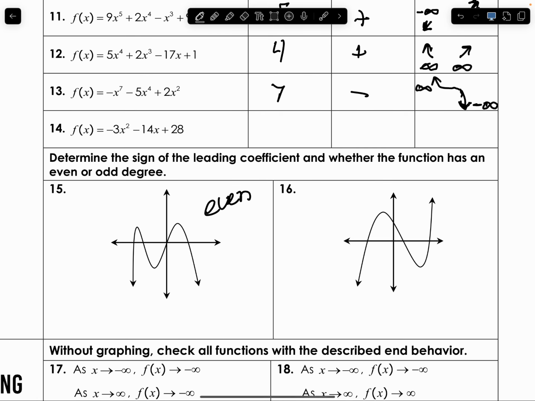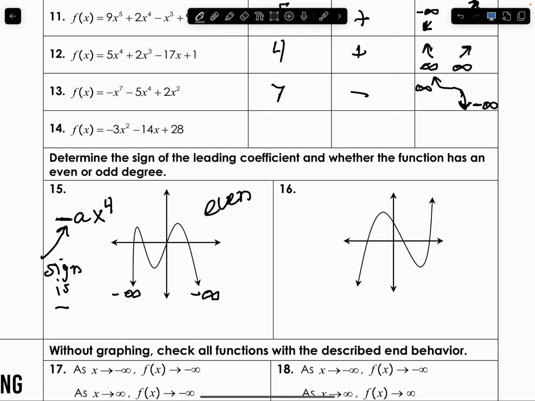Since they're both going down, negative infinity, we kind of know that the sign of the leading coefficient is negative. So negative a x to the 4th power. So something like that. The sign of the leading coefficient is negative. You could just say sign is negative. Something like that. Either way is fine with me.